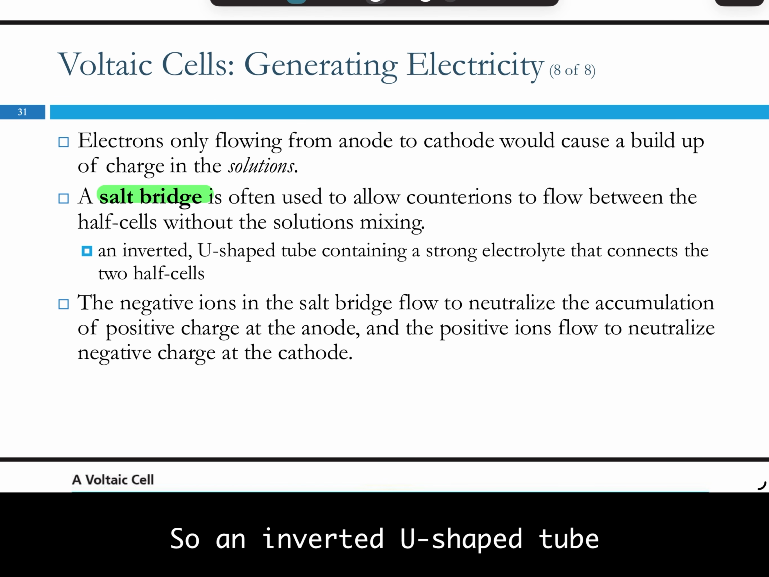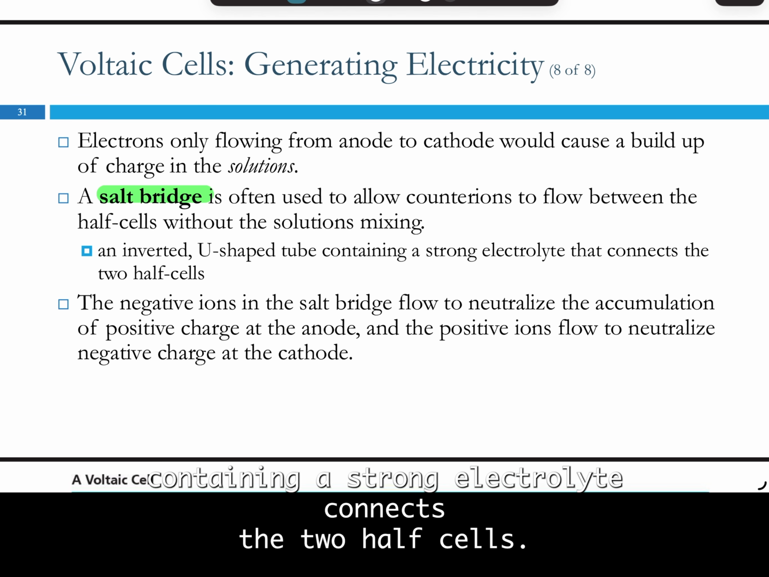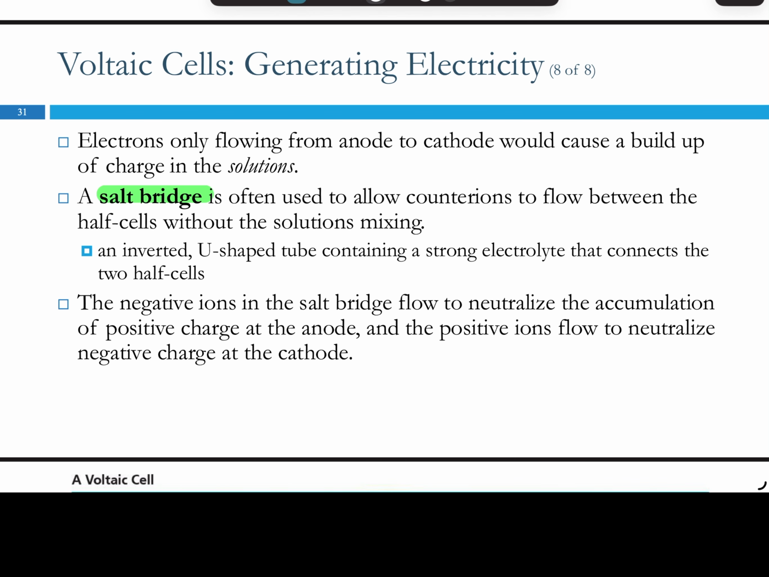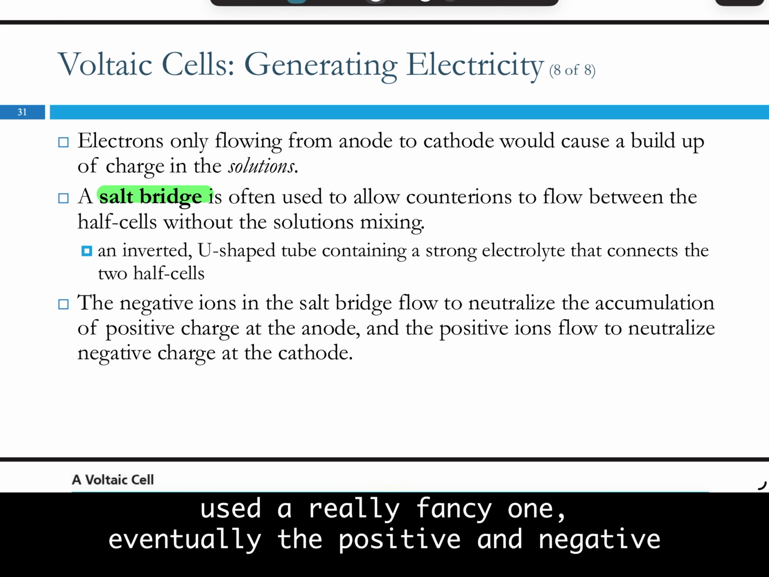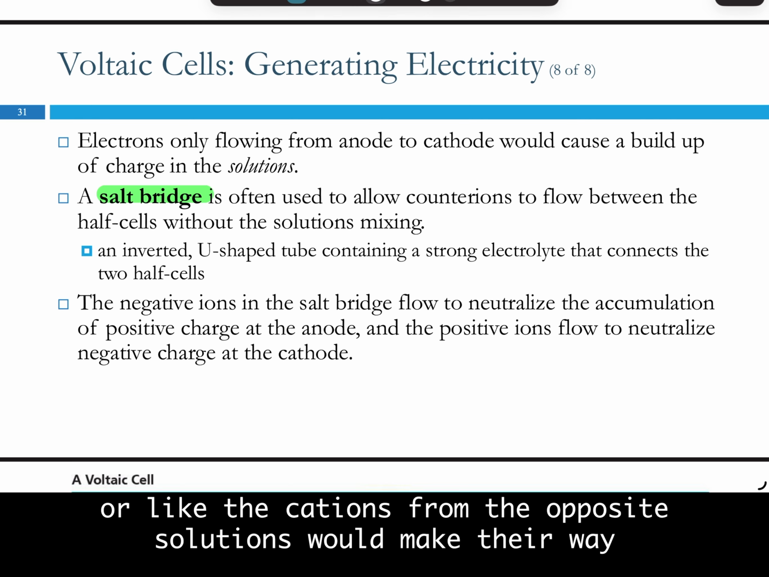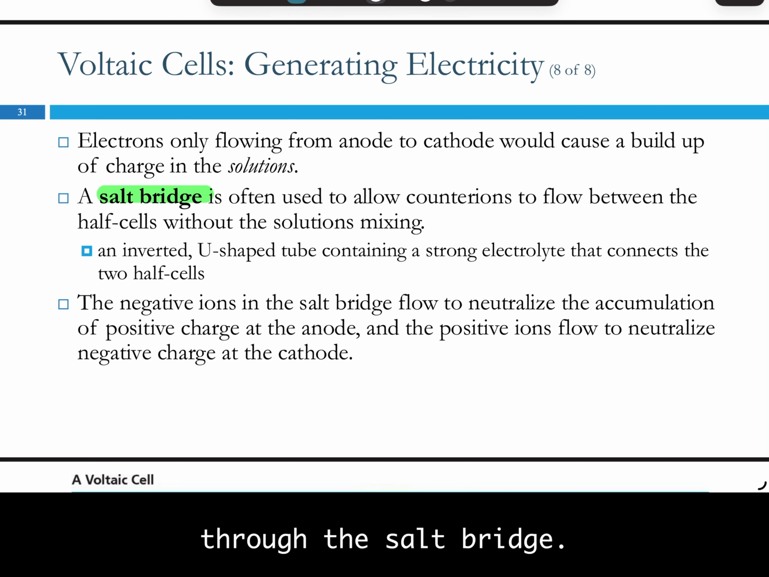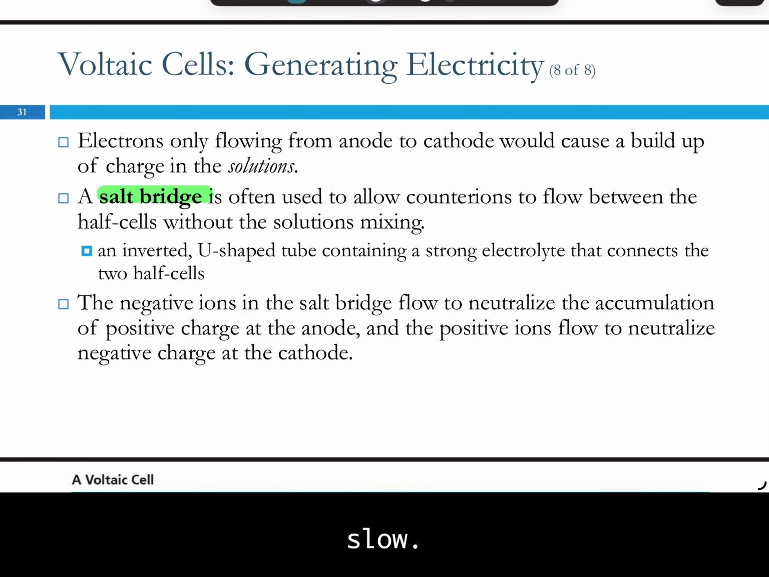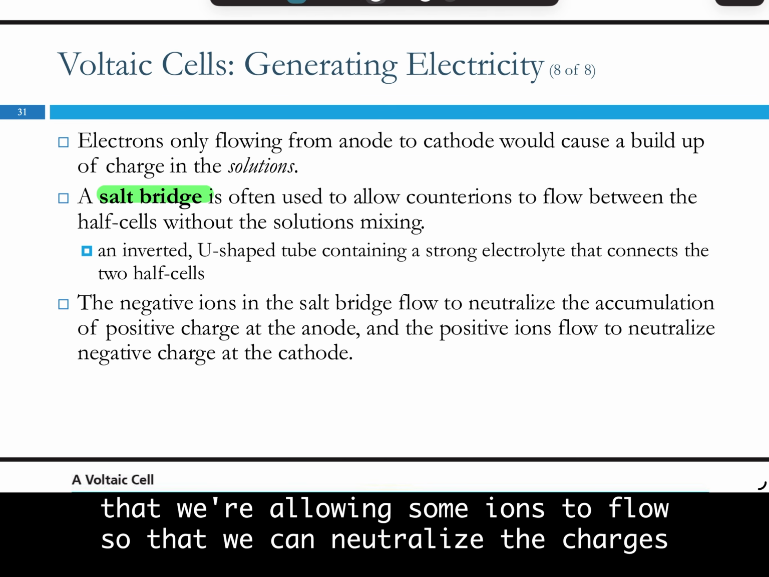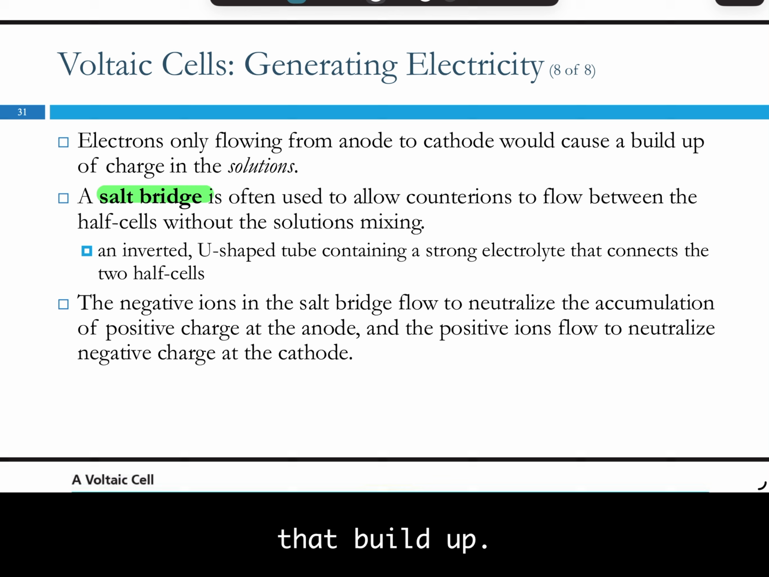So an inverted U-shaped tube containing a strong electrolyte connects the two half cells. And there's like a spongy kind of plug at the end, which allows the ions to transfer. Unless you used a really fancy one, eventually the cations from the opposite solutions would make their way through the salt bridge. But since you're not actively mixing them, that's going to be crazy slow. It's just important that we're allowing some ions to flow so that we can neutralize the charges that build up.